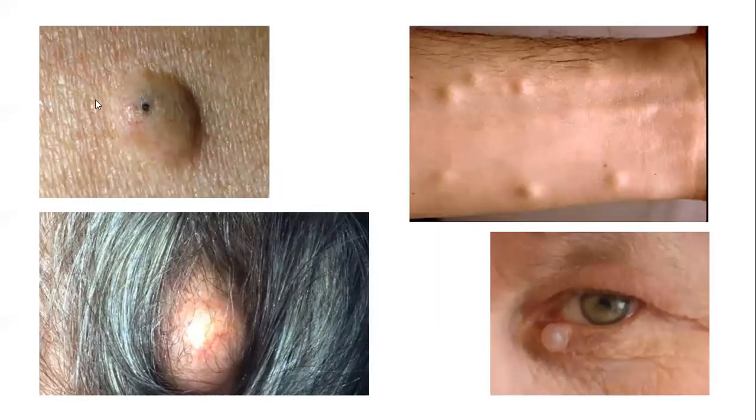Let's see the cysts. This is a typical epidermal inclusion cyst with a punctum. Then this is a pilar cyst seen on the scalp. These are steatocystoma multiplex, multiple sebaceous cysts seen on the trunk and limbs. A very fluid containing cyst seen close to the eye margin, and this is a hydrocystoma.